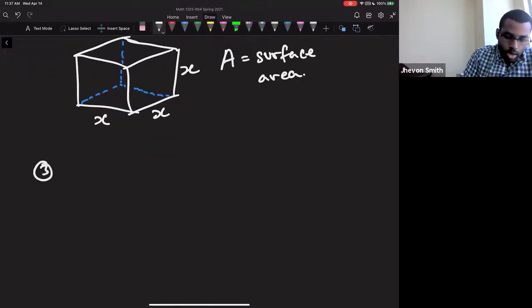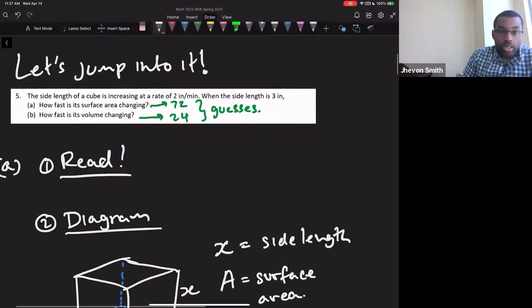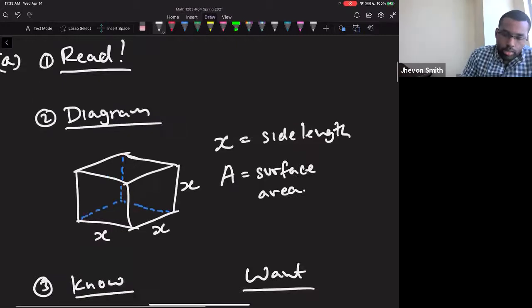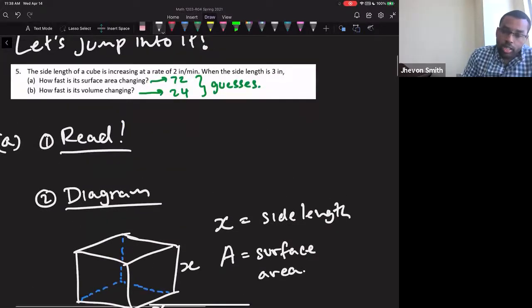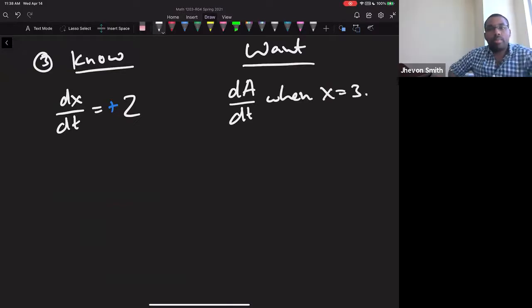Okay, cool. Moving on to 3. What do we know? What do we want? We know that the side length is changing at 2 inches per minute, so we know that dx/dt is 2, specifically a positive 2. And what do we want? How fast is the surface area changing when the side length is 3? So we want dA/dt when x equals 3. Moving on to 4, equation.